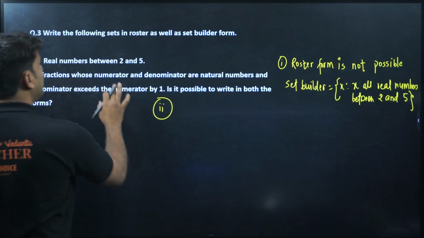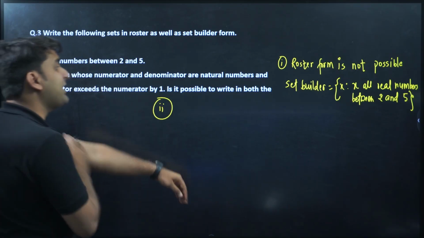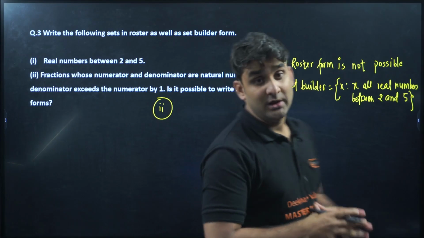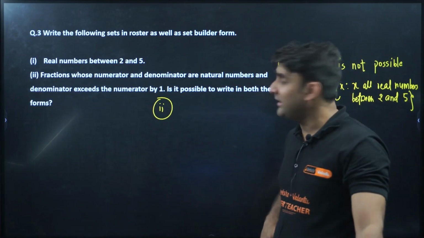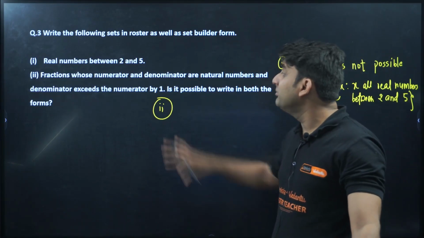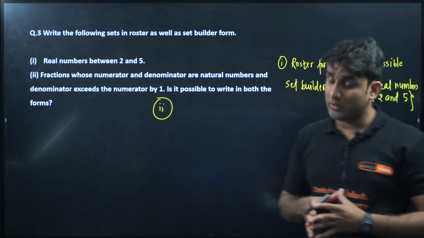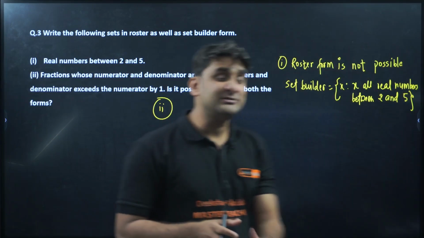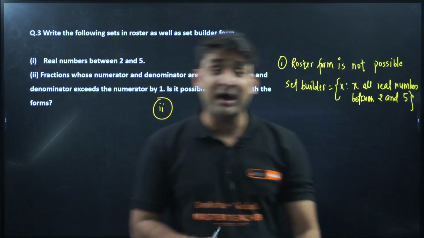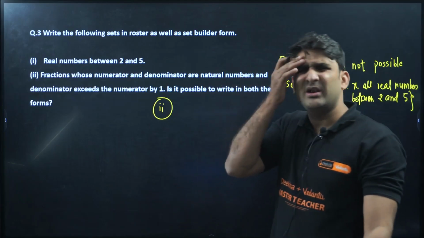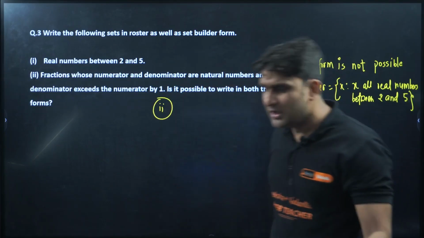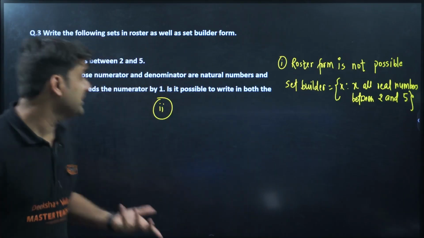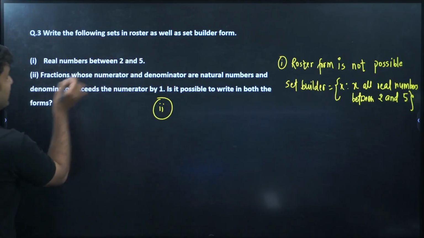Fractions whose numerator and denominator are natural numbers, and the denominator exceeds the numerator by 1. What a question. So what will be the condition? If you write 1, 1 by 2. If you write 2, 2 by 3. If you write 3, 3 by 4. This is very easy. Listen, champion, first understand.